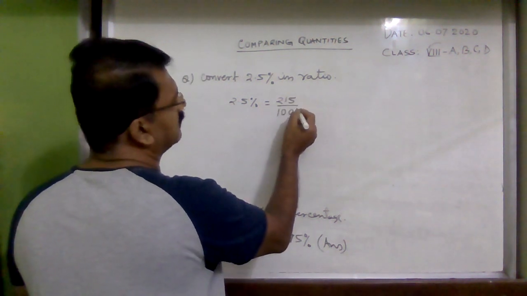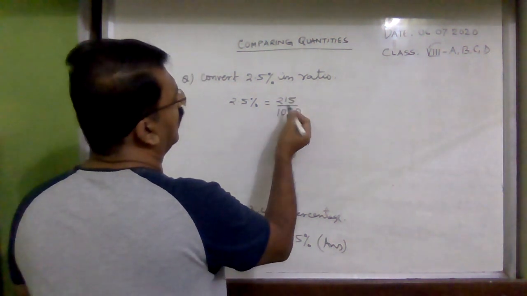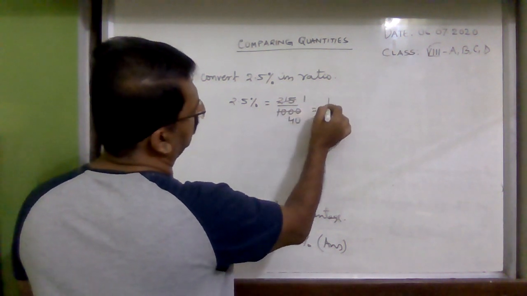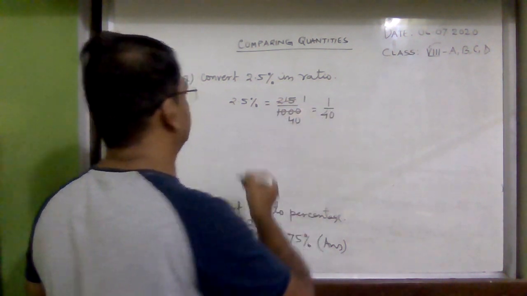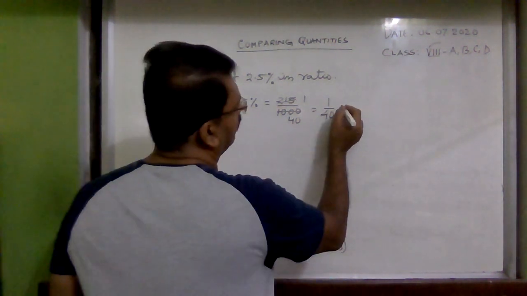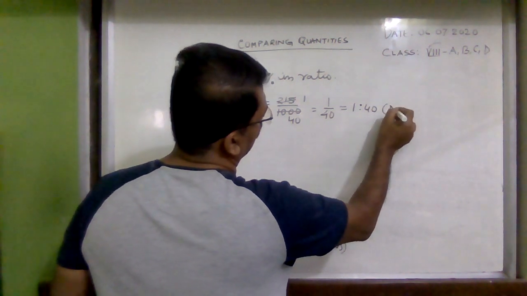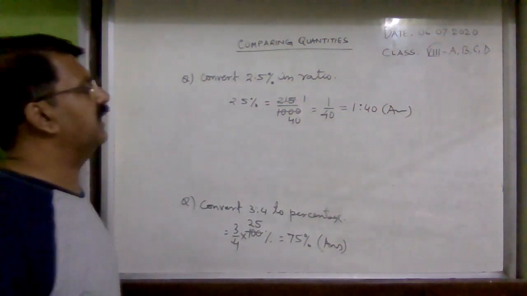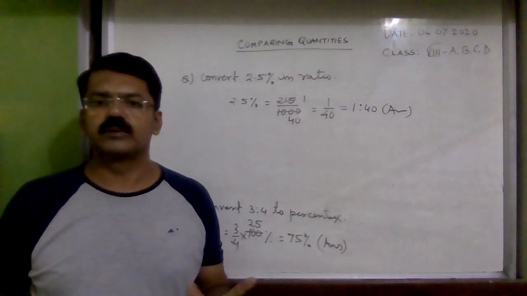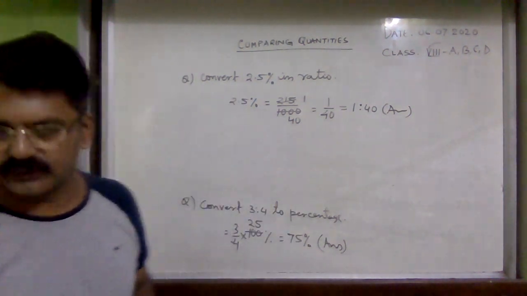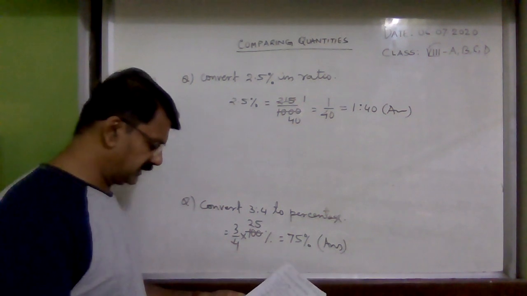When you remove the decimal, there will be a 0 over here. Now cancel it by 25 only. So it is 1 upon 40. So in the fraction it is 1 upon 40, and when you write it in the ratio it will be 1 is to 40. So the answer is 1 is to 40. 2.5% means 1 is to 40. So we have converted percentage into ratio. Clear? Next question.